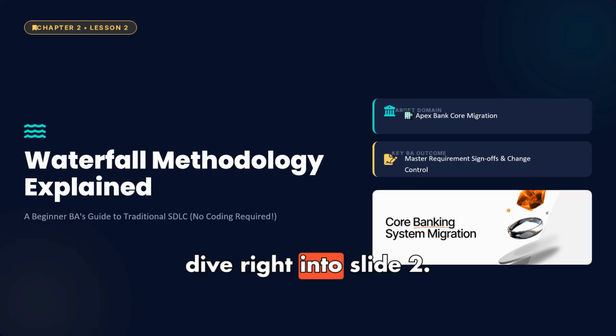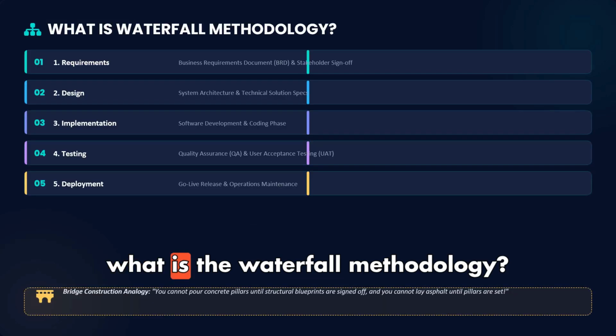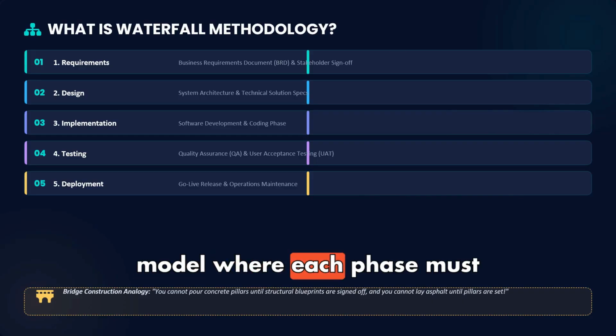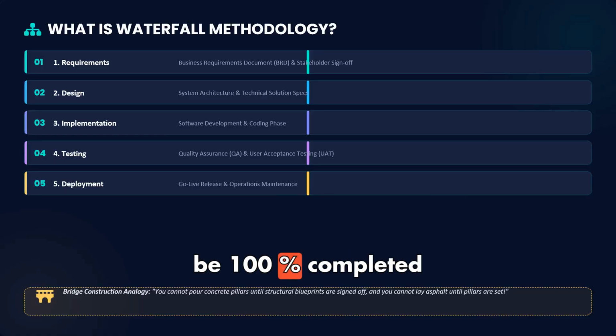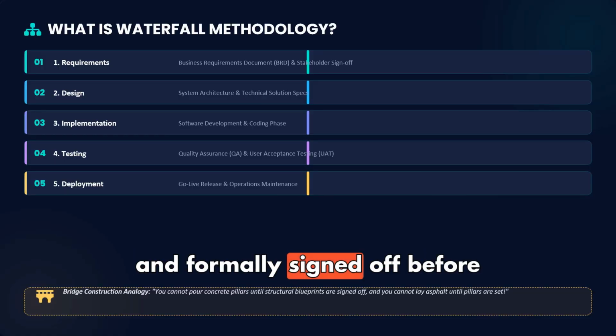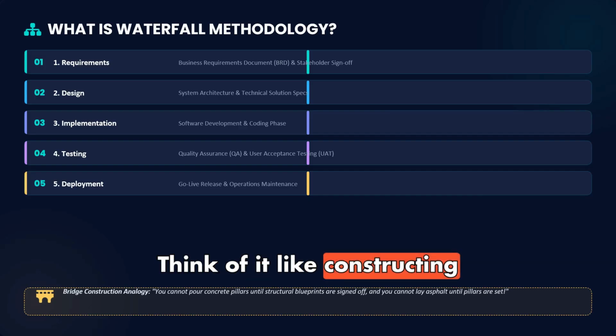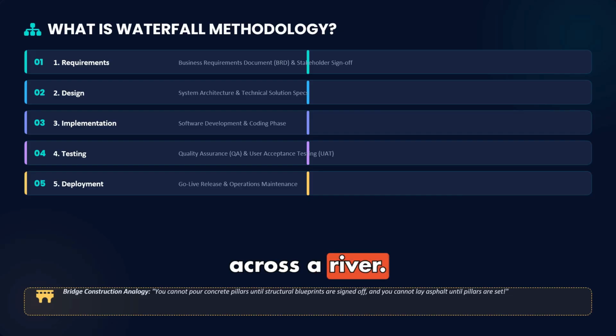Let's dive right into slide 2. So, what is the waterfall methodology? Waterfall is a linear, sequential SDLC model where each phase must be 100% completed and formally signed off before the next phase can begin. Think of it like constructing a physical bridge across a river.